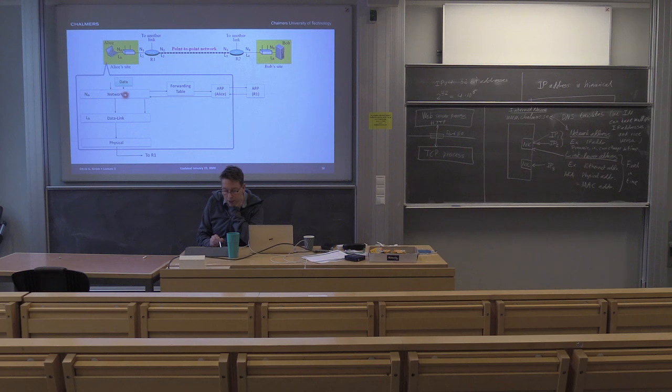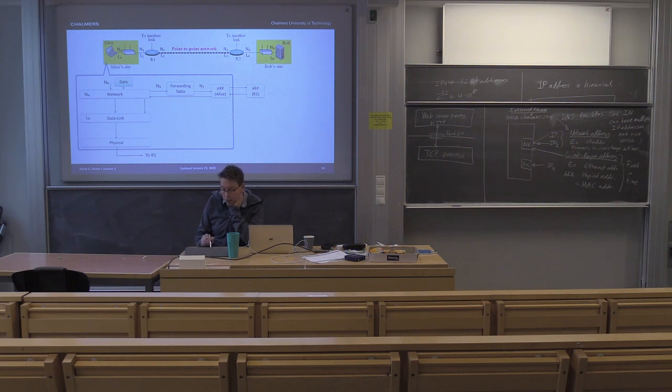Alice's IP layer gets some data from above, and it also gets the final destination, which is Bob's IP address. So what is the network layer going to do with this? It will look at NB in its forwarding table, and then figure out that the next hop is to N1.